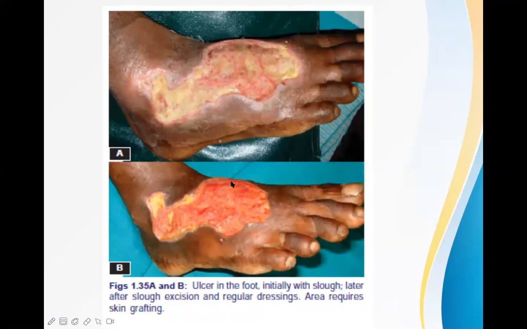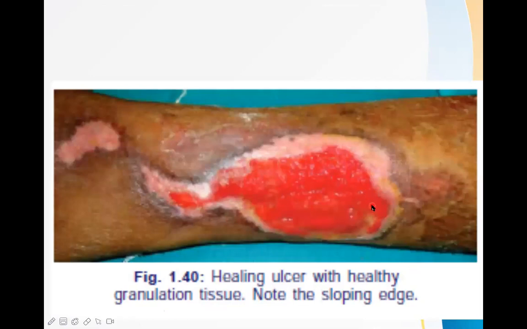But this pink area is the healthy part. Now, a big part of the skin is lost from here, so we need to go for a skin graft. If you want to completely cover this wound, I need to take skin from some other area of the patient's body and graft it here. This is called a skin graft, which is very commonly done in the hospital. Now, this is even better. Look how pink it is. If we touch it, it may bleed very easily. This is called healthy granulation tissue, with a slightly sloping type of edge. And this is an indication of a healing type of ulcer.